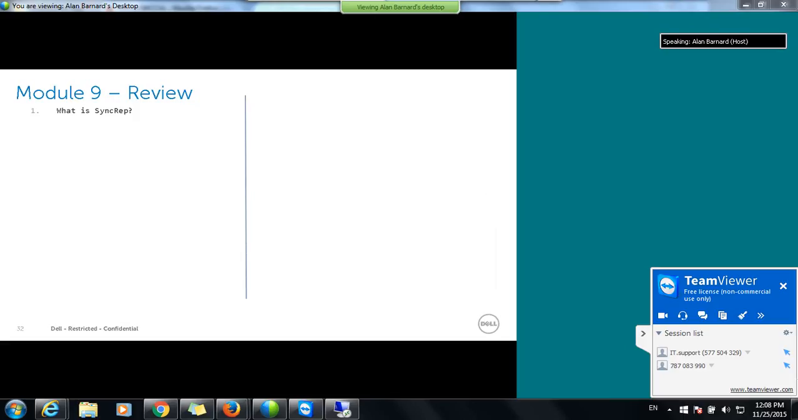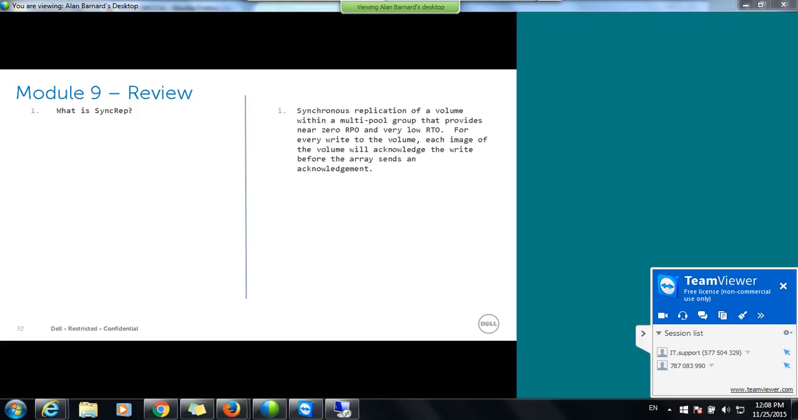What is a sync rep? Synchronous replication of volume within multiple group. Yeah, we know about that. Provides near zero RPO or very low RTO. Okay, so we know what sync rep is.